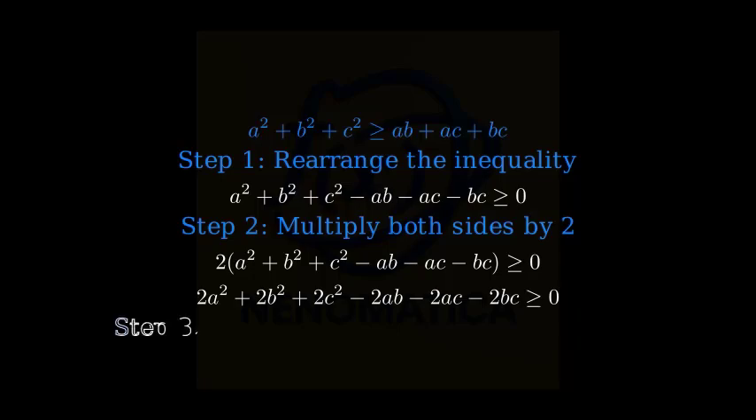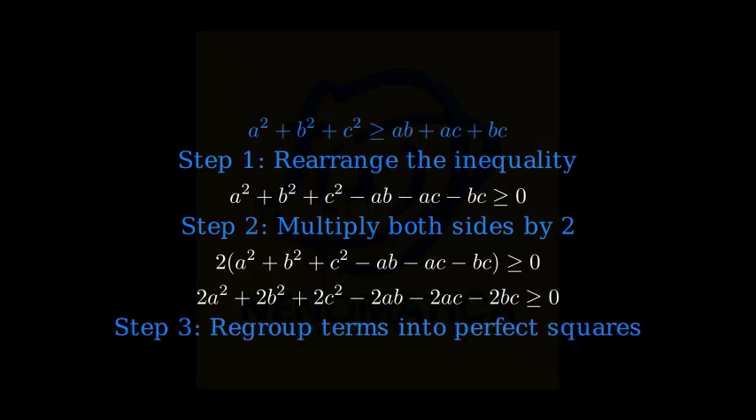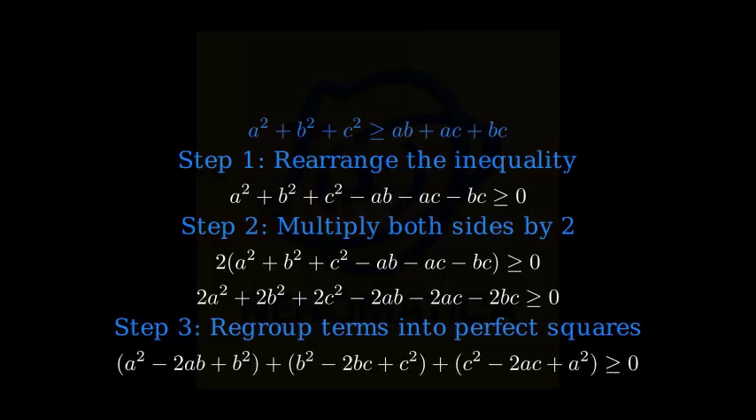Step 3. Now, we'll regroup the terms to create perfect square expressions. We can rewrite this as (a squared minus 2ab plus b squared) plus (b squared minus 2bc plus c squared) plus (c squared minus 2ac plus a squared) is greater than or equal to 0.